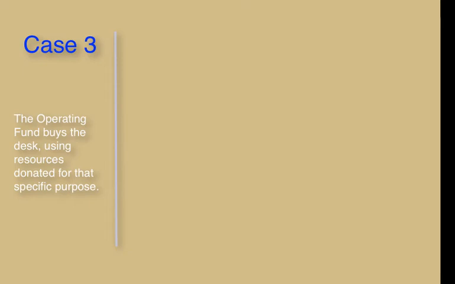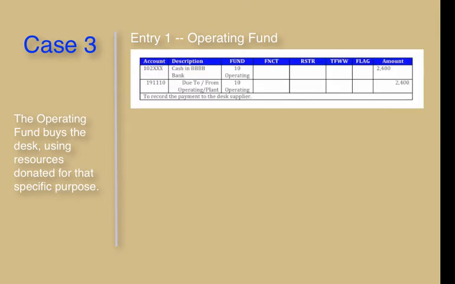So let's look at this in the SunPlus context. Since there are few organizations that use SunPlus who actually have a plant fund cash account, in the SunPlus world we would assume the donation was deposited into the operating fund cash account and the operating fund purchased the desk. So the entry on the operating fund side is a debit to account 102 something, the cash in the bank account, with an analysis code of Fund 10. The credit side of this entry would go to account 191110, which is the due to from operating plant account. And again, the analysis would be Fund 10. This records the collection of the donation.